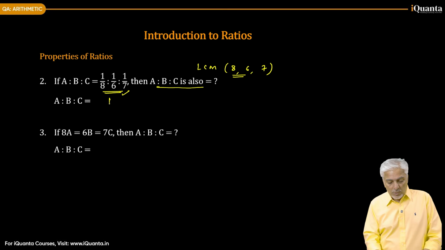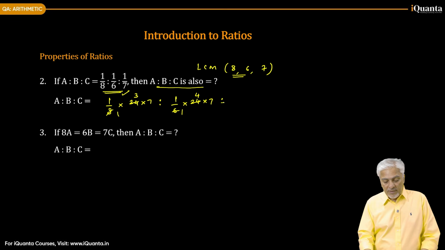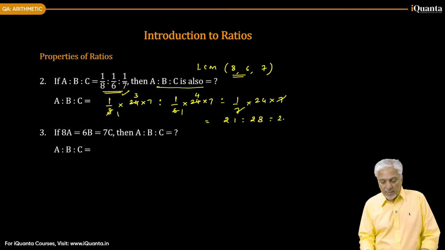So what I would do is 1 upon 8 into 24 into 7. So this will become 8 threes are 24, 3 sevens are 21. That will become the ratio for A. B will be 1 upon 6 into 24 into 7. So that will be 6 fours are 24, 7 fours are 28. And for C, it will become 1 upon 7 into 24 into 7. 7 cuts out, so 24 is left. So our ratio will be 21 is to 28 is to 24.